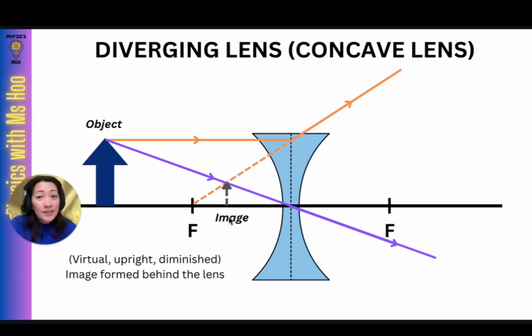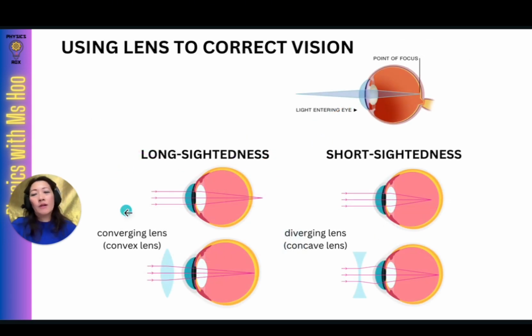So what use is there for a virtual diminished image? You can't think of any, right? Does that mean there's no use for a diverging lens? Well, actually, there is a use, and it's about correcting eyesight. Both the converging lens and diverging lenses are used to correct vision.